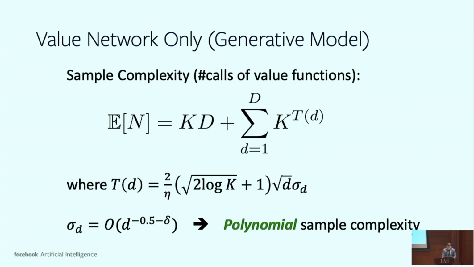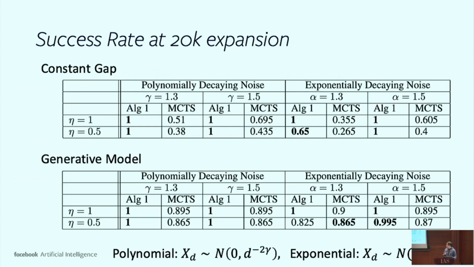Okay. So we also did a few experiments with these kinds of noisy models. With a constant gap, we show that this algorithm 1 can be a little bit better than the original minimax tree search in these two different noises. And on the generative model, you can also do the same thing.